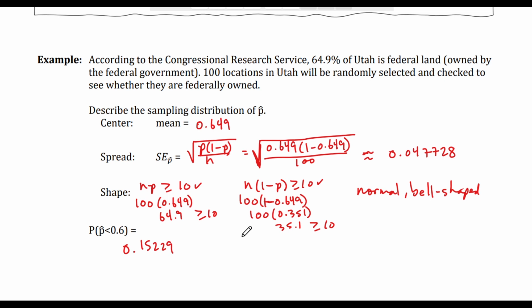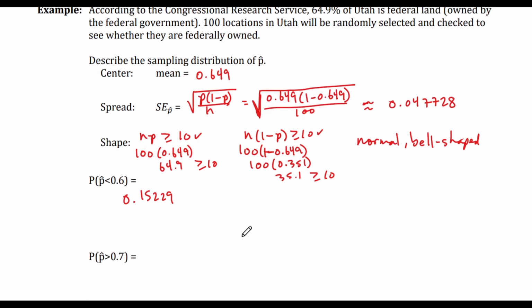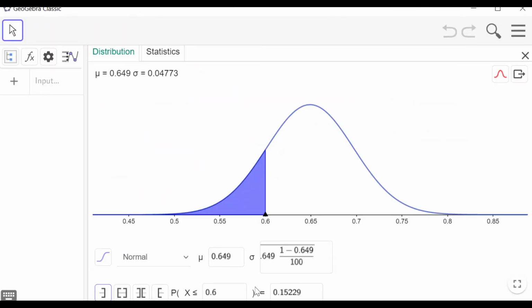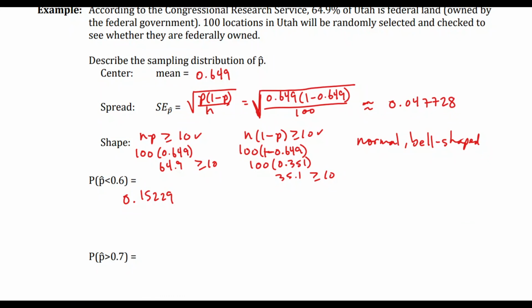If we want to find the probability that p hat is greater than 0.7, we go back to GeoGebra, we change the bracket to greater than, put in 0.7, and we get our probability 0.14264.